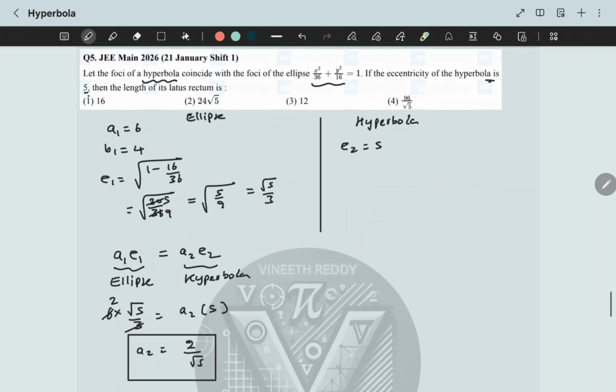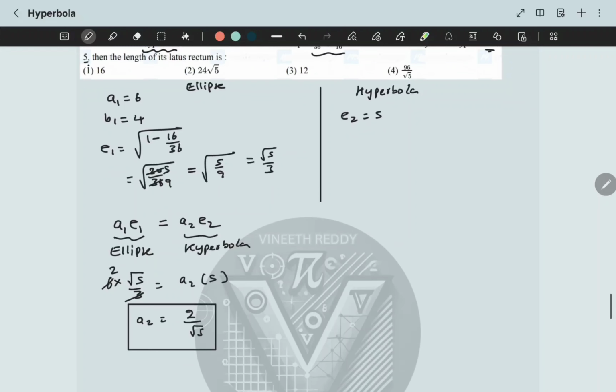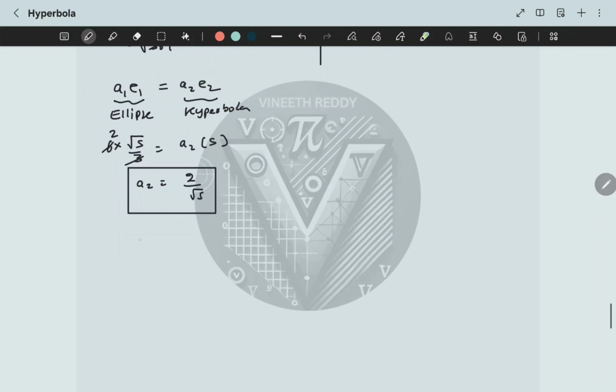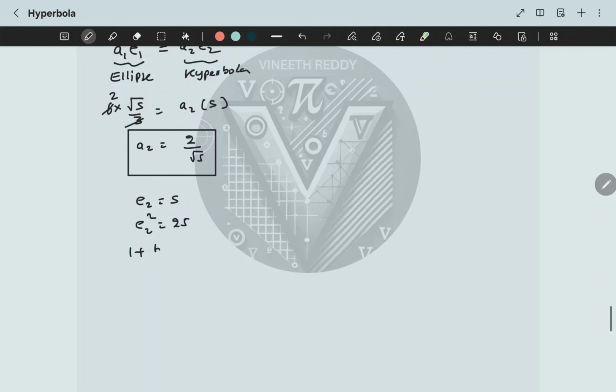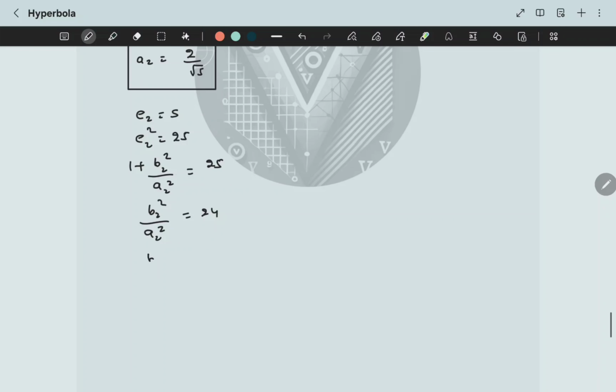Now what do we want here? The length of its latus rectum, that will be 2b square by a. That means we need the value of b as well. The value of e is given, E2 is 5, that means E2 square is 25. So that means 1 plus b2 square by a2 square, since this is a hyperbola, should be 25. So b2 square by a2 square should be 24. So b2 square will be 24 into a2 square, that should be 4 divided by 5.